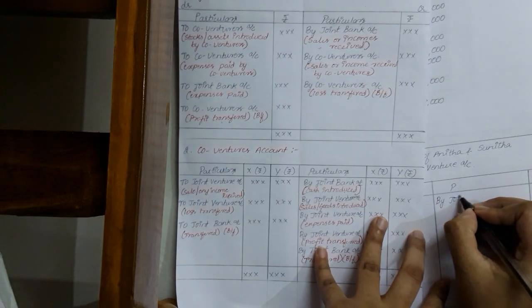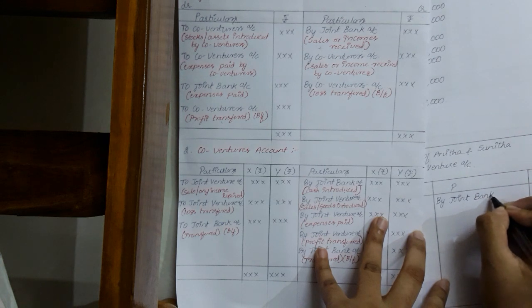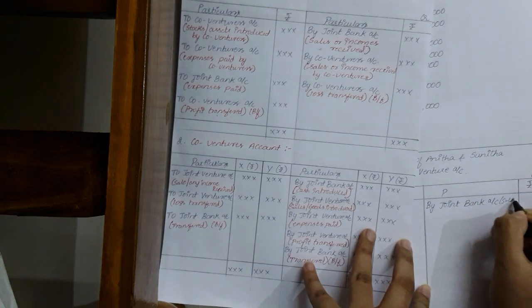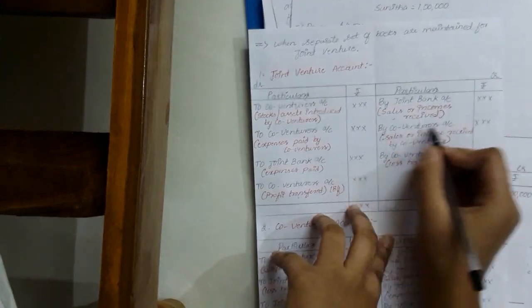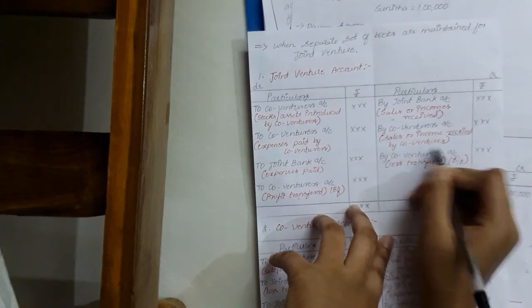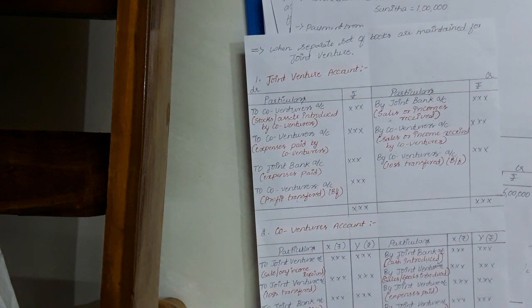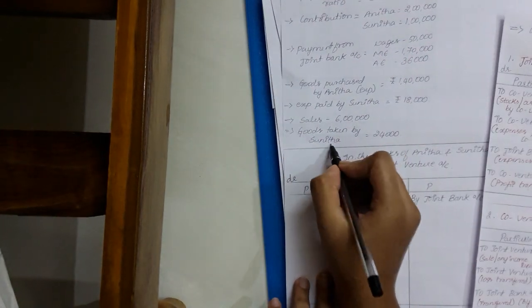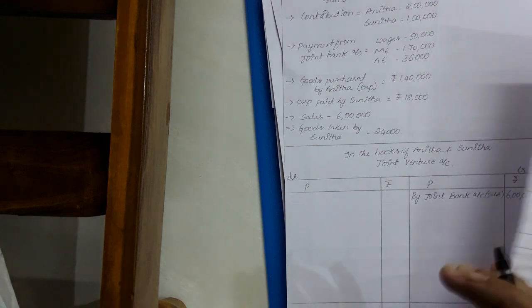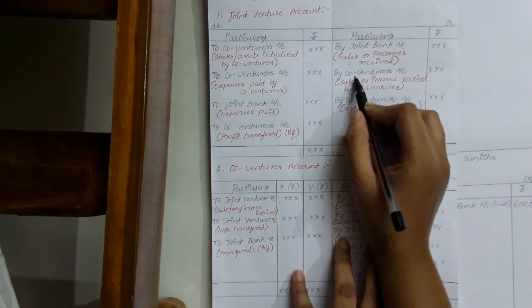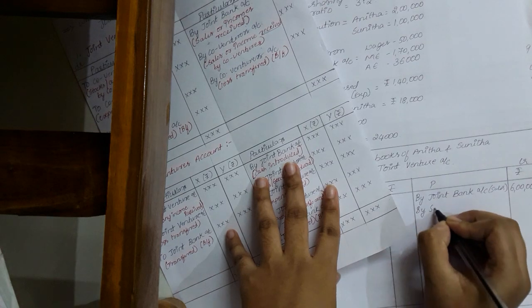So by joint bank account, that is sales. What is the value of sale that is given? 6 lakh rupees is the value of sale. Next, by co-venture account, sale or income received by the co-venturers. If any goods have been taken by the co-venturers, we need to enter them over here. In the question it is given that goods were taken over by Sunita. She has taken the goods at the end, right? So where will it be entered? By co-ventures account. Who is the co-venturer taking the goods here? Sunita. So by Sunita account.